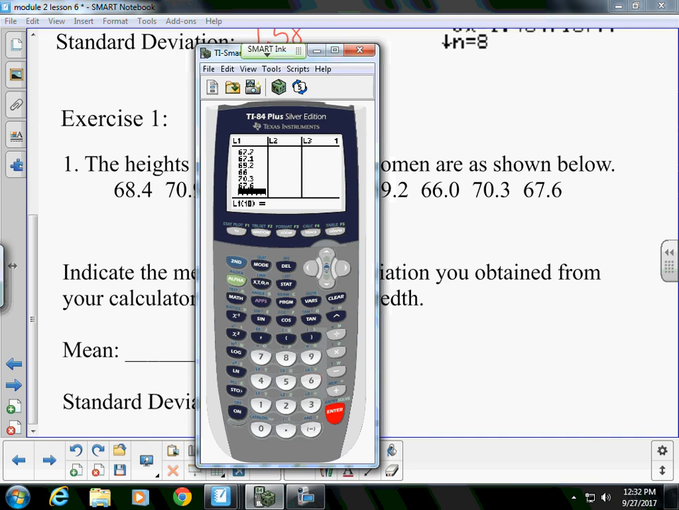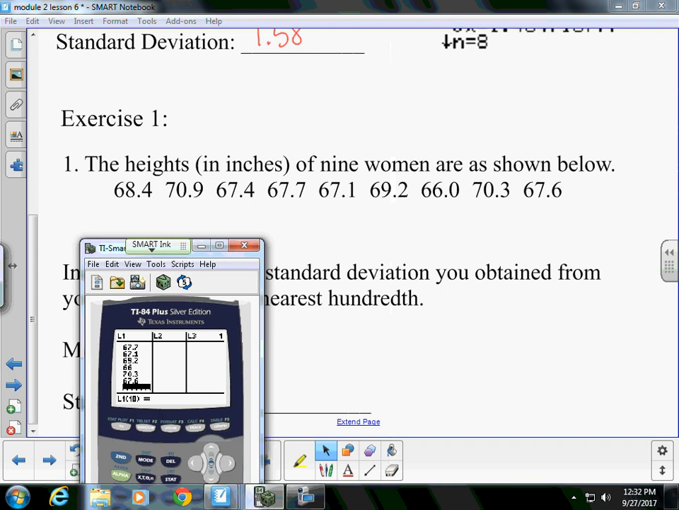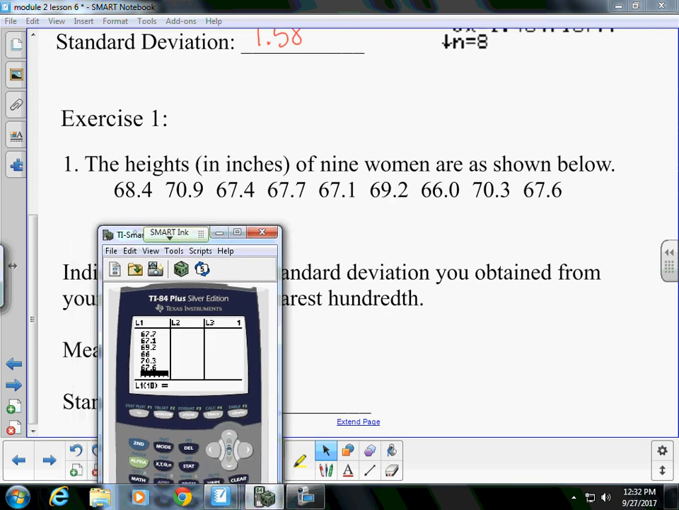If you notice on the bottom of the calculator it says L1 10, so that means it's waiting for number 10 to come in. And that's how I knew that I entered 9 numbers. So let's see, 1, 2, 3, 4, 5, 6, 7, 8, yeah, 9 numbers.